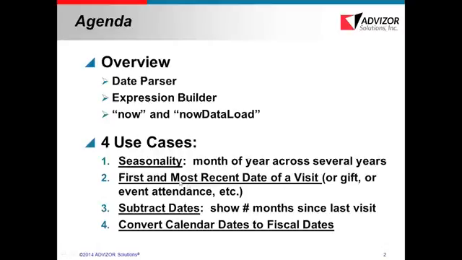The next example would be the first and most recent date of a visit or gift or event attendance. It's another thing we do a lot of. And subtracting dates to show the number of months since the last visit, especially in major gift offices or staff performance management. When you're looking at prospect development, a key thing is how long since this prospect was last approached in a reasonable way.